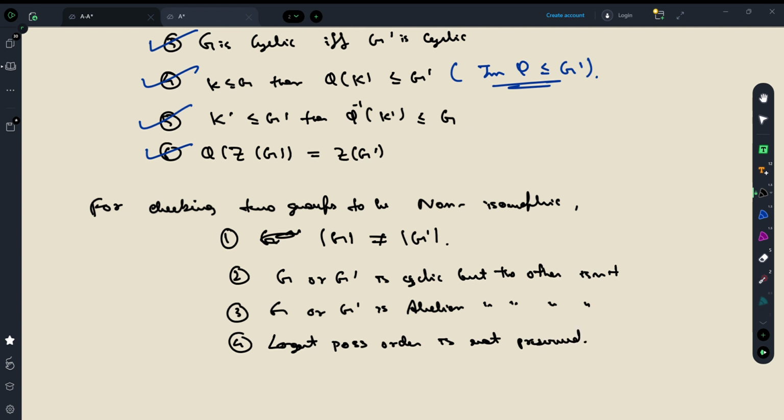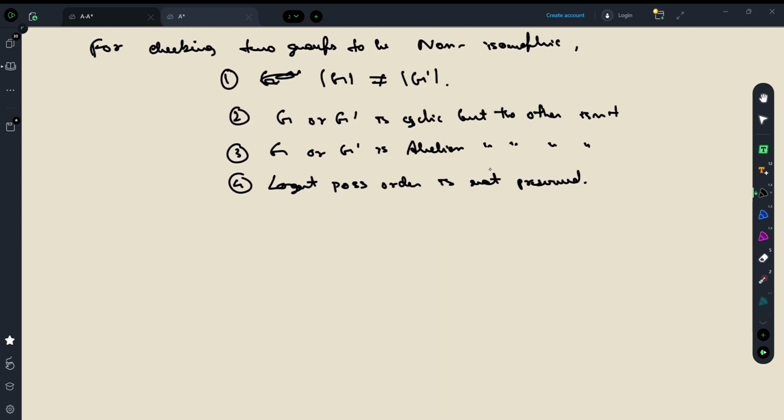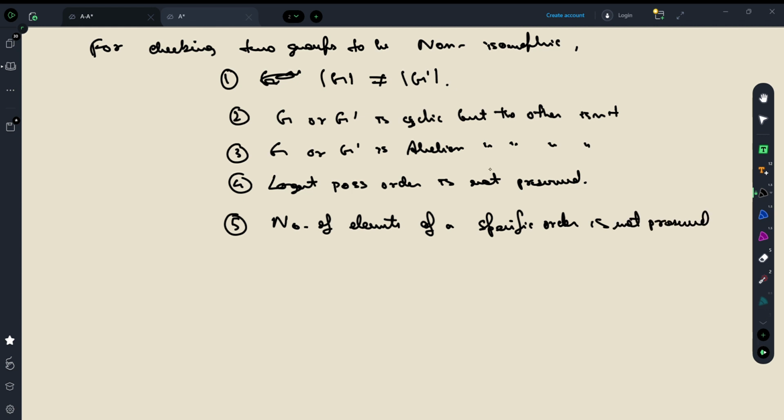Now every order must be preserved, but seeing a group, the first thing we get a catch about is its largest possible order, right? It often comes directly out of the order of the group itself. So just checking whether its largest possible order is not preserved will tell you that they cannot be isomorphic to each other. And number five is what I was trying to say, that the number of elements of a specific order is not preserved.